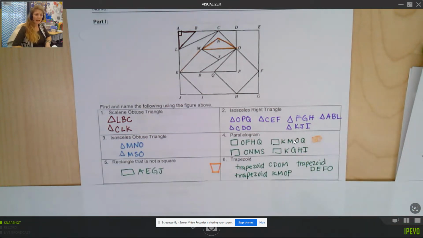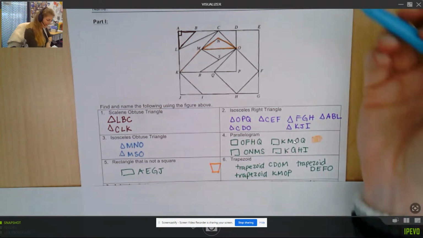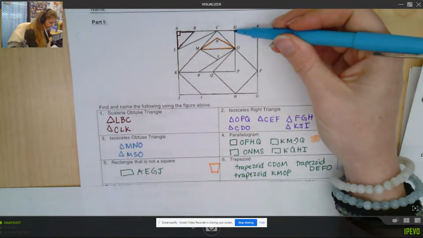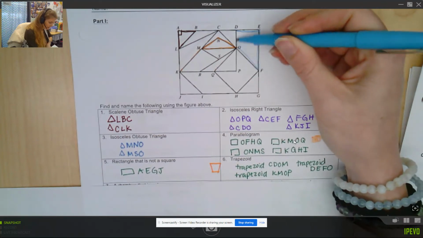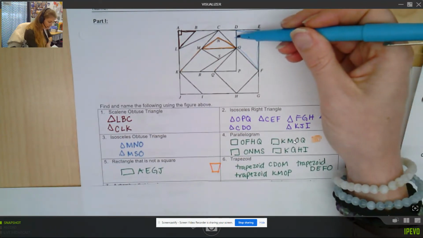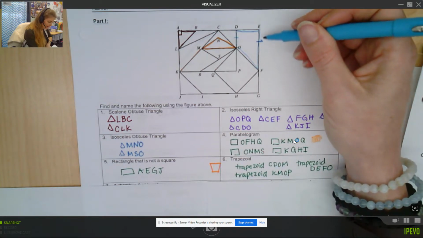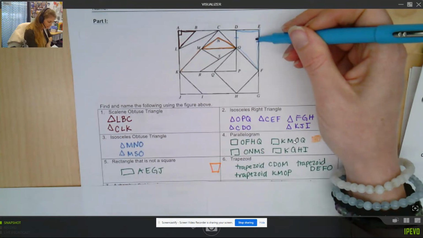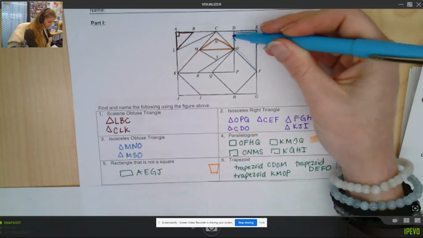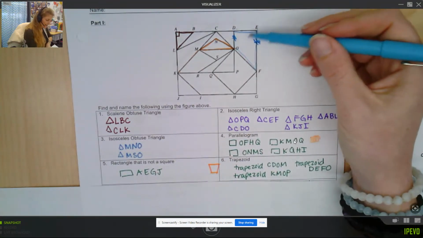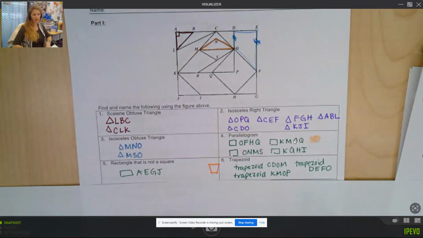Sometimes I say it's how you trap a tiger. So if we had a pit in the ground for the tiger to get trapped in. One trapezoid I'd like to point out with you today is DEFO. Notice DO is parallel with EF, so they're parallel to each other. But DE and OF are not parallel. So one pair of parallel sides.